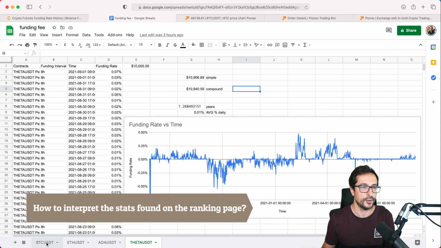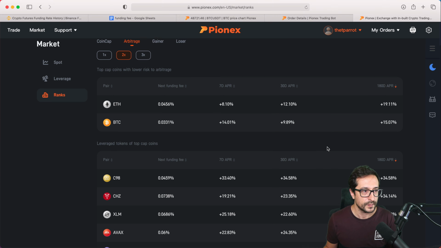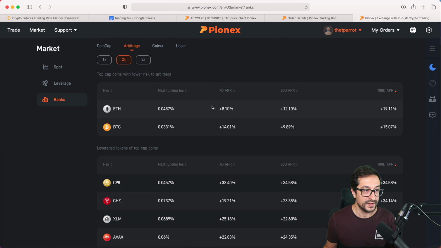If you head down to Market, then Ranks, and then Arbitrage, you're going to find this very interesting page here. It shows the performance, kind of the backtest as well, of all the supported tokens for arbitrage. You can see the top cap coins and then leverage tokens of top cap coins. At the moment, I'm sorting by 180 days backtesting. What does this 7-day, 30-day, and 180 days mean? Some people were getting confused.